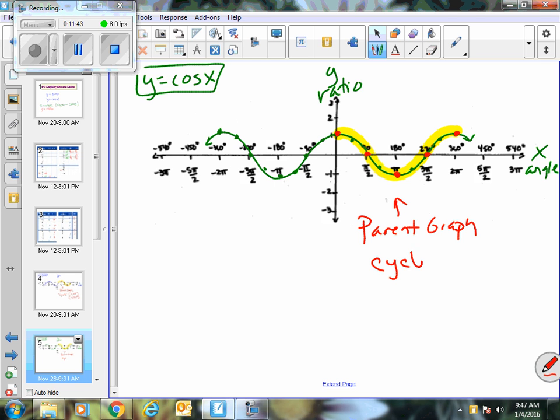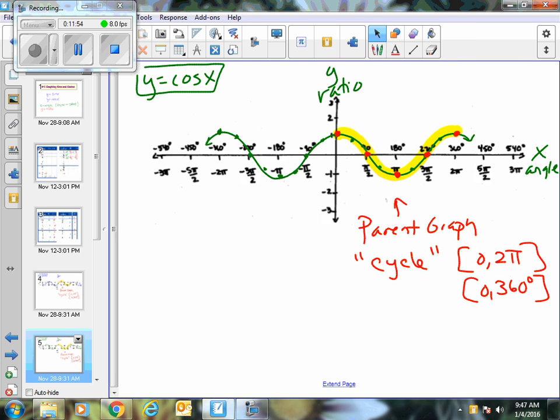A complete cycle is exactly the same as what it is for sine. It goes from 0 to 2 pi, or 0 to 360 if you want to use degree world. It takes 360 or 2 pi to get through one complete graph. Think of it as once around the unit circle to get through all the values for cosine. So again, it repeats over and over again.